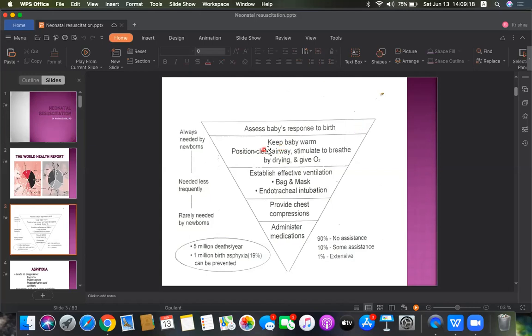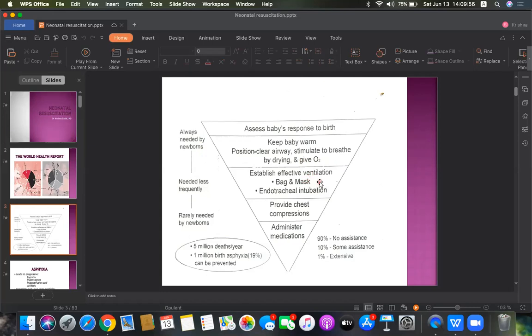After the birth, we keep that baby warm. Immediately remove the wet linen from the baby, wrap the baby with warm cloth, position and clear the airway, and stimulate to breathe if the baby is not breathing or not crying. Just rub the back gently, flick the sole, and then give oxygen. This type of resuscitation is always needed by the newborn. We consider it a routine process inside the delivery room.